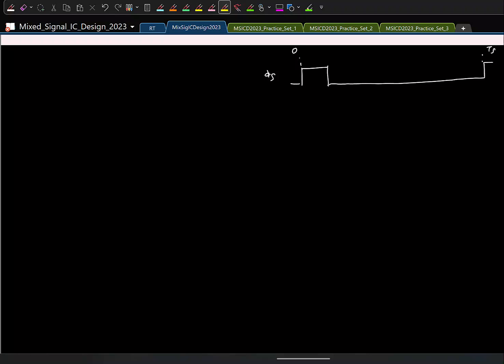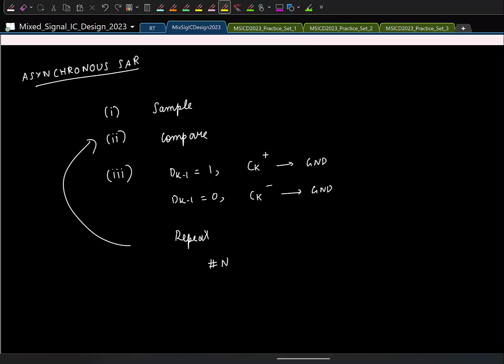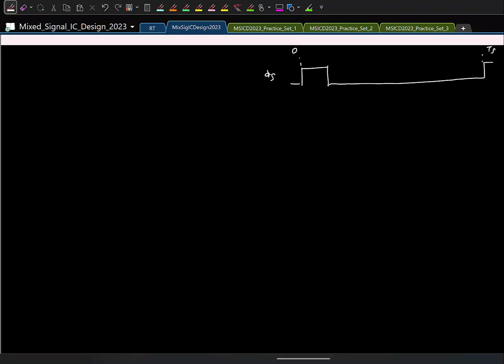Fine. The next step, what is the next step here? We have to compare with the differential reference 0. So let's say I have to fire the comparator. Let's say this is my comparator.